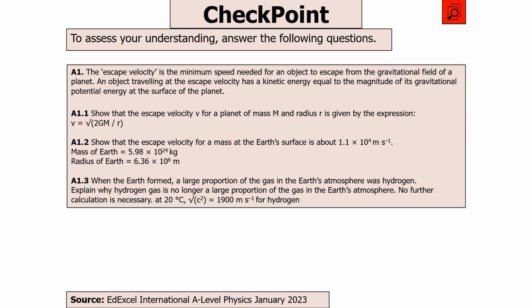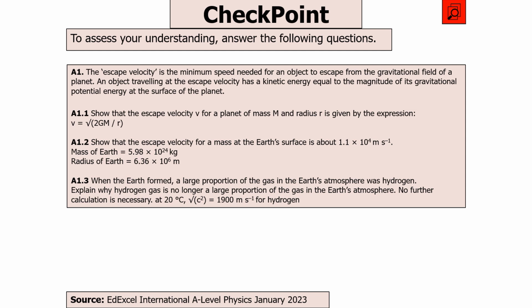Show that the escape velocity v for a planet of mass m in radius r is given by the expression v equals the square root of 2GM over r. Then show that the escape velocity for a mass at the Earth's surface is about 1.1 times 10 to the 4 meters per second.